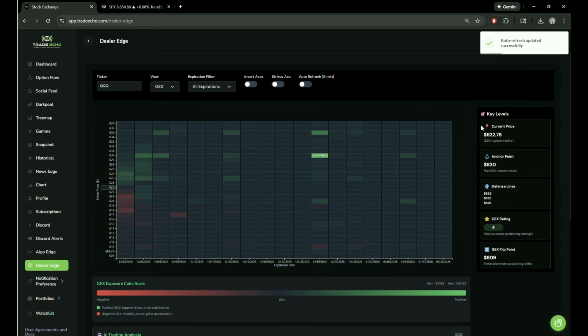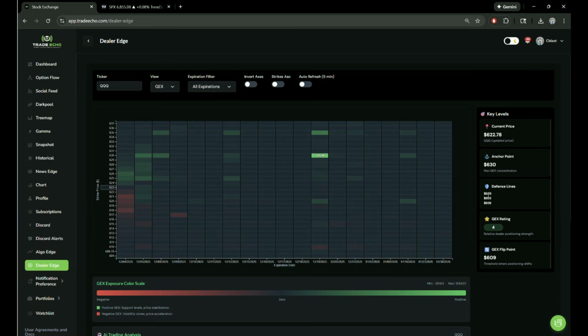Key levels panel. On the right, the key levels panel distills the heat map into simple, actionable insights. Current price: the real-time price of the underlying asset. Anchor point: the strike with the highest gamma exposure. If price is below the anchor, hedging creates bullish pressure. If price is above it, hedging creates bearish pressure. If price is at the anchor, expect range-bound behavior.